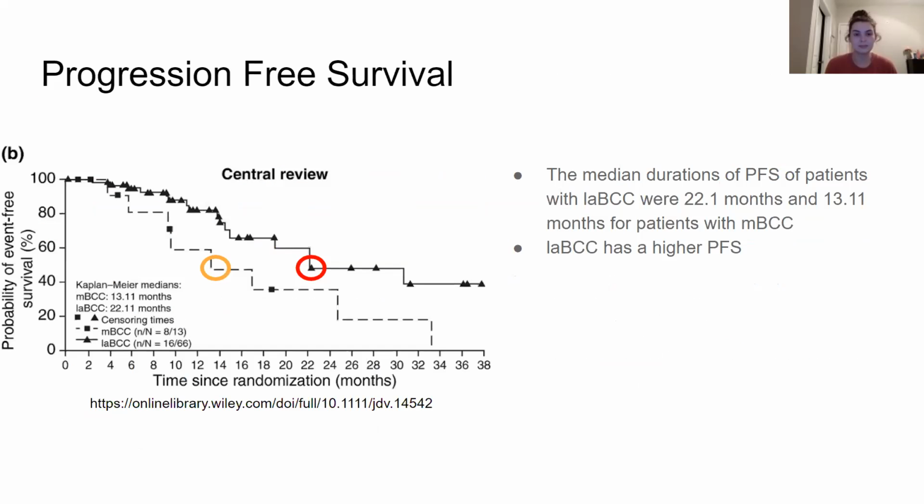And then here we're going to look at the median durations of progression-free survival. Locally advanced patients had a progression-free survival of about 22 months here in red, versus the metastatic patients who had about a 13-month progression-free survival here in orange. So we do see that locally advanced patients had a better progression-free survival on our drug.